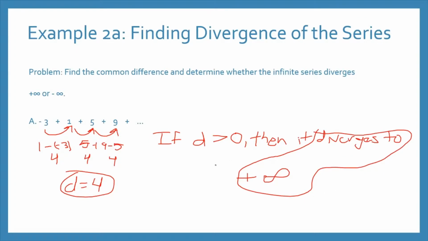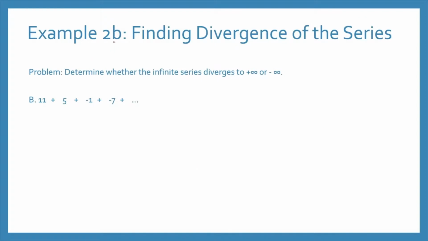The rule part does help you write that out, and that'll be included on the worksheet. So B of this problem is a slightly different one. Again, we'll have to find the common differences and then determine if it goes to positive infinity or negative infinity. So let's again do what we just did.